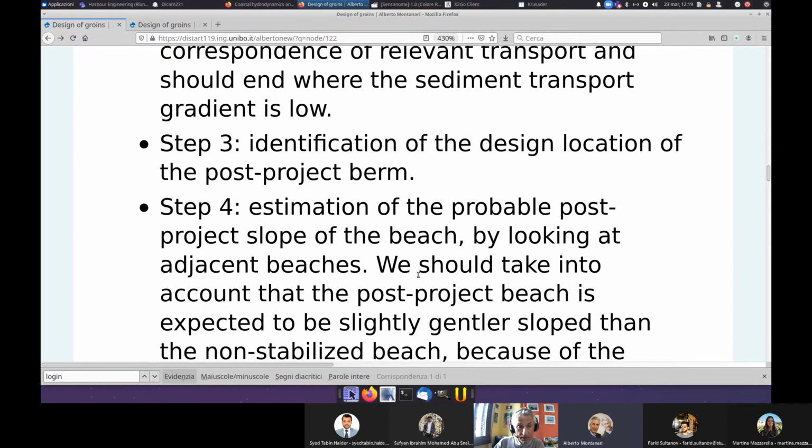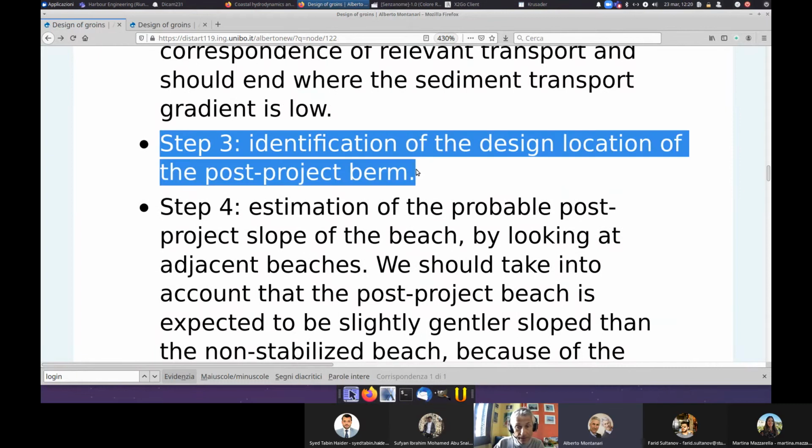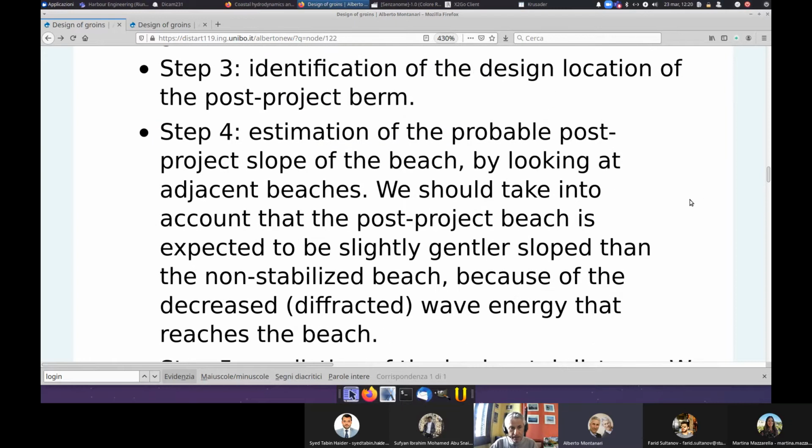Now, step 3, and this is something relevant, identify the design location of the post-project berm. So where do you want to bring the coastline to? And then you place the berm there. Your new berm should be placed somewhere seaward. You have to define it, okay? By taking into account that, of course, the larger the effect that you want to induce, the lower the sustainability.